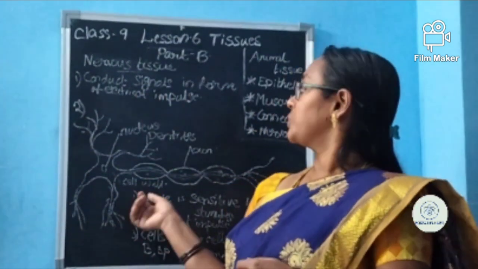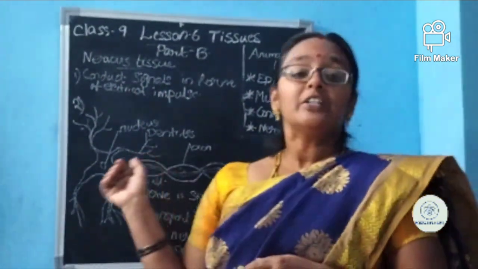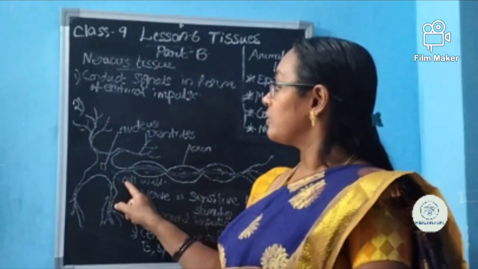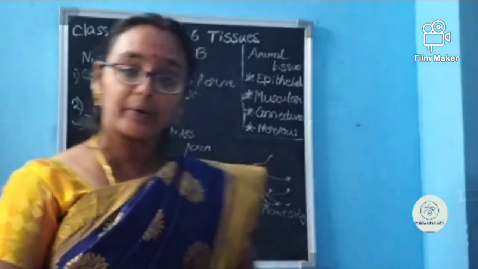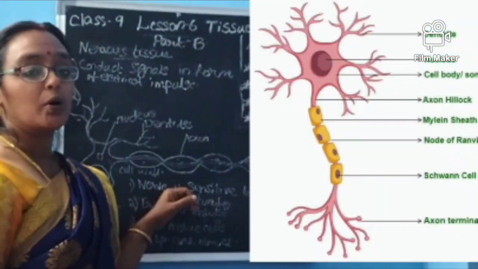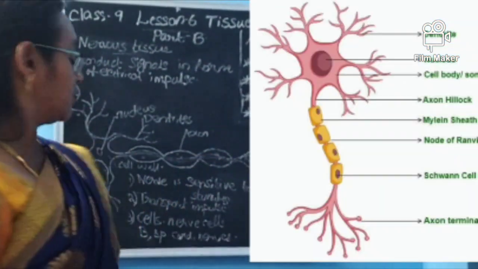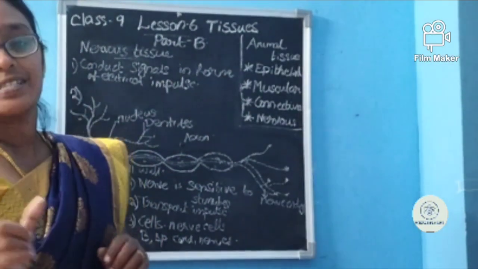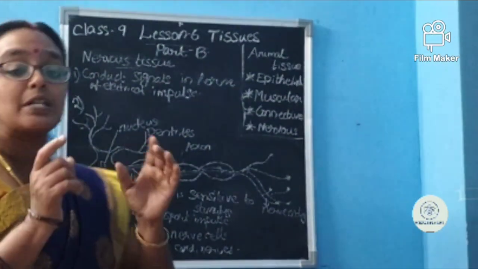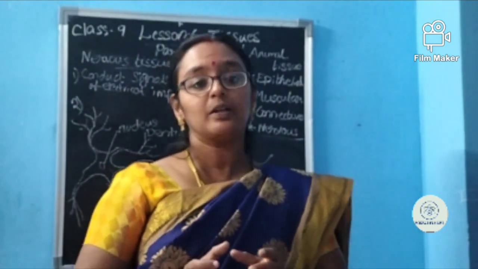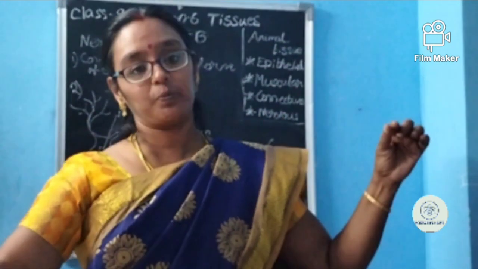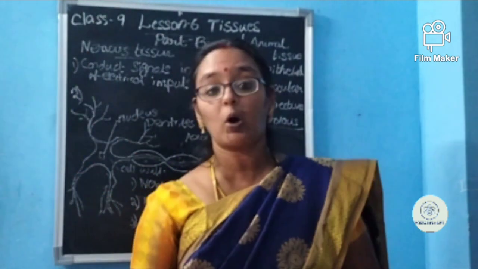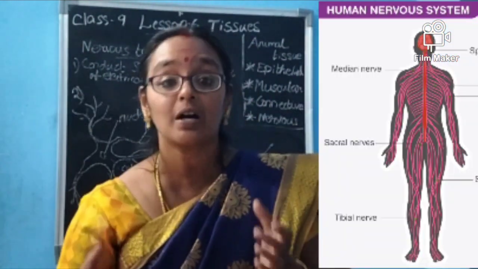Here, the tissues. Nervous tissue, which consists of nerves. Nerves, have you seen? This will be coming for your exam. You should know what it is and how to draw it. Actually, nerves are nerve cells. They are called nerve cells. These nerve cells will be joined together to form this nervous tissue. From the brain to the tip of our leg, the nervous tissues are present.